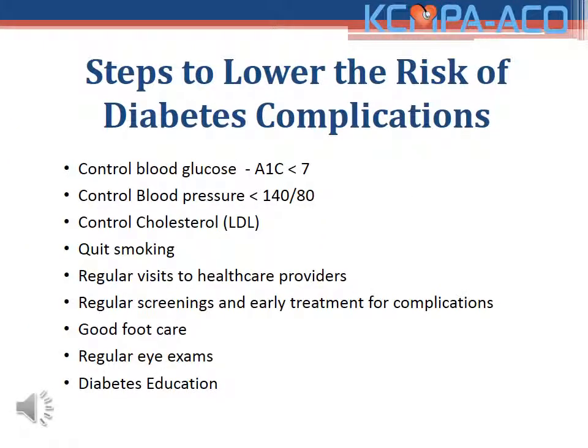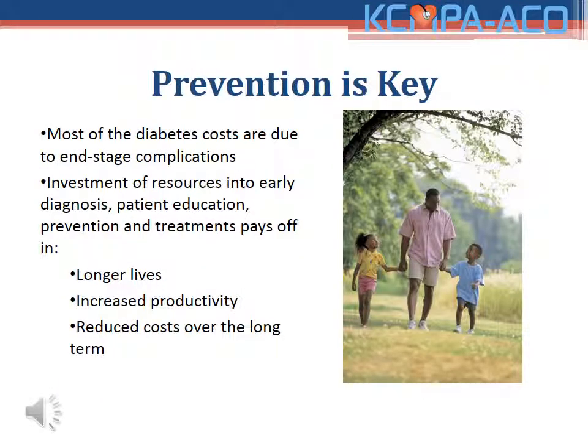The goals to help prevent diabetes complications include controlling blood sugar, A1C less than 7, controlling blood pressure, less than 140 over 80, controlling cholesterol, especially the LDL, less than 100, include statin therapy if they are at high risk, quit smoking, regular visits to the healthcare provider, regular screenings and early detection for complications, good foot care, regular eye exams, and diabetes education. Prevention is the key.